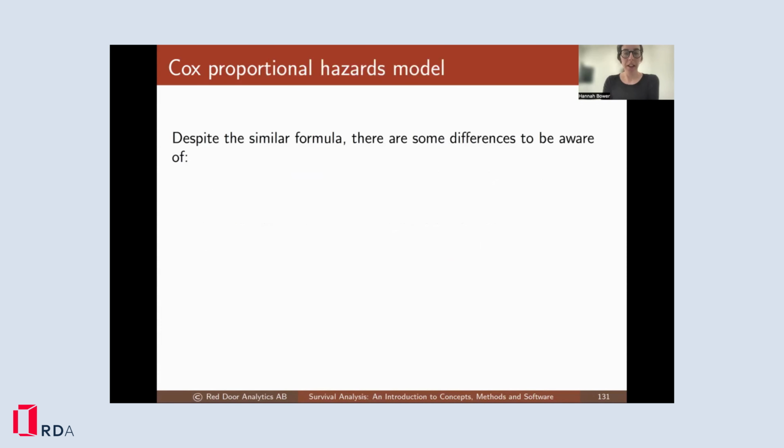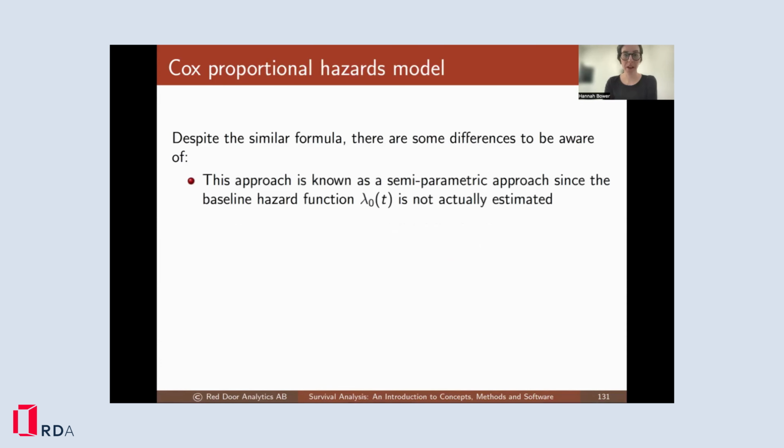The important thing to know with a Cox proportional hazards model is that, despite the similar formula, there are some differences to be aware of compared to the previous models we spoke about in the context of parametric survival models. This model is known as a semi-parametric approach, since the baseline hazard function, lambda naught t, is not actually estimated.